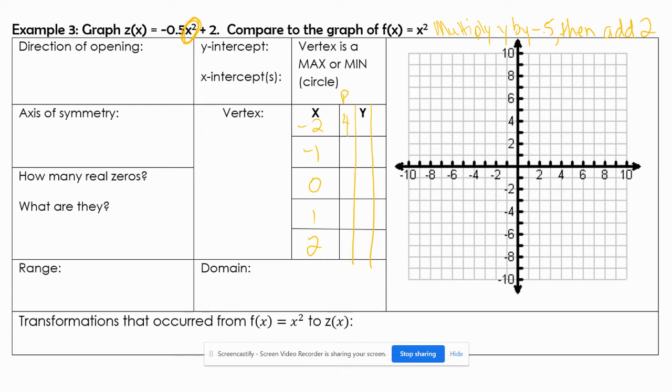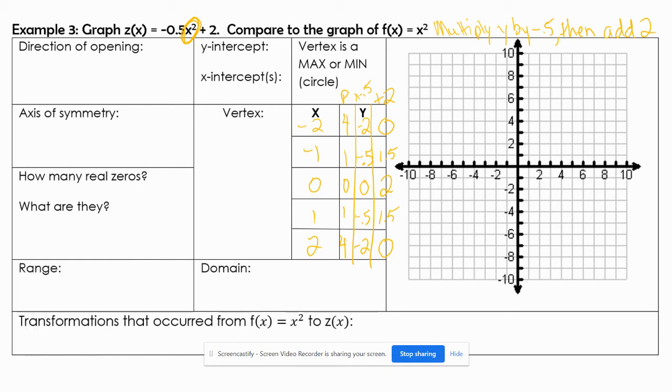We have our parent function was 4, 1, 0, 1, 4. So times -0.5, or -1/2. 4 times -1/2 is -2. 1 times -1/2 is -1/2. 0 times -1/2 is 0. We have -1/2 and -2. And then we are adding 2 to each of those. So -2 plus 2 is 0. -0.5 plus 2 is 1.5. 0 plus 2 is 2. 1.5 and 0.